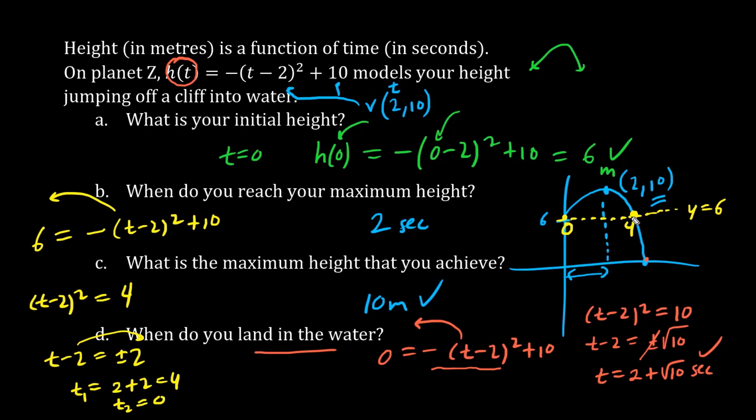So for this duration of time between 0 and 4, the t values at the points of intersection, for 4 seconds we see that we're above this bar, this height. So the duration of time that we're above this height of 6 is 4 seconds.